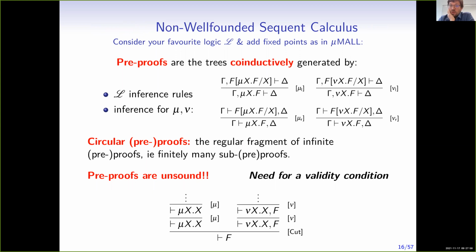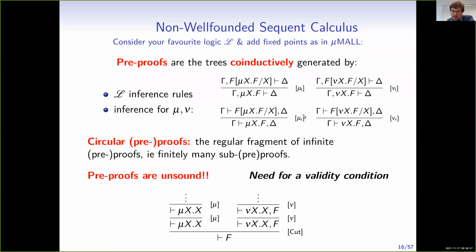So what would this non-well-founded proof system look like for a mu calculus? Take your favorite logic L, add fixed point combinators as we did for mMALL, and we will consider pre-proofs, which are trees co-inductively generated using the inference rules of your proof system and inferences for mu and nu. But now the rules won't be exactly the ones we had in the case of mMALL. We can use simpler rules for the mu left introduction and the mu right introduction. In that case, all the introduction rules will be just fixed point unfoldings. In the conclusion, you have a fixed point. In the premise, you have the unfolding of the fixed point, like F where the occurrences of X are replaced by the fixed point formula. So those four inferences are built in this way.